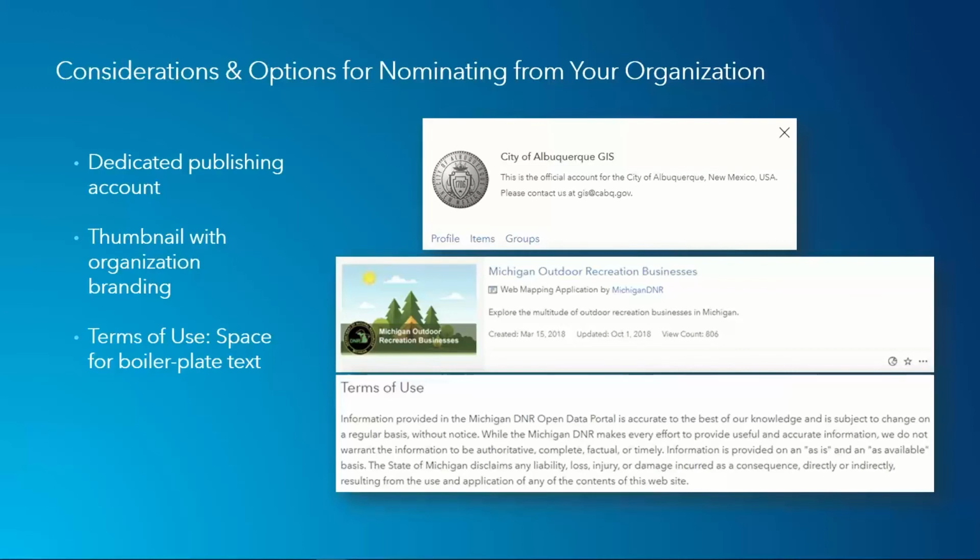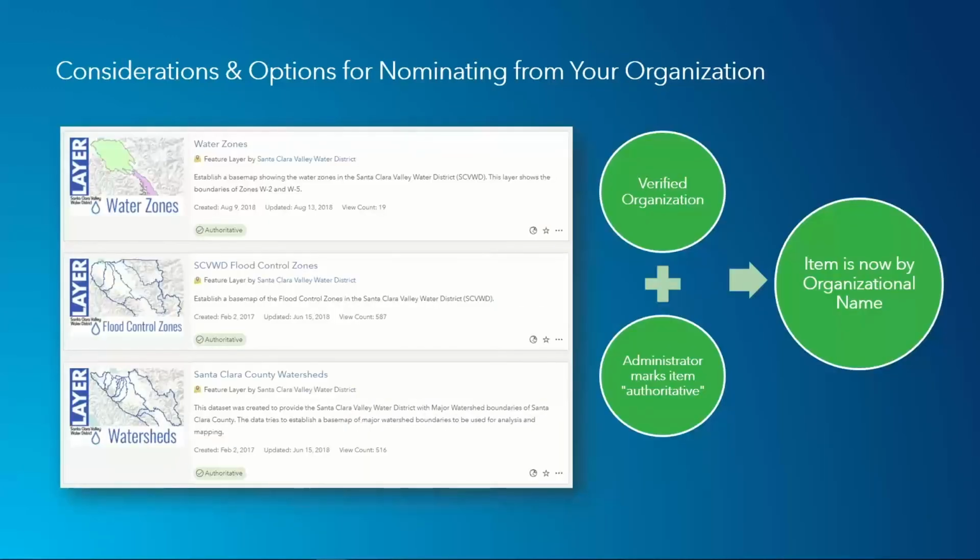One other thing that you might consider is becoming a verified organization. This is a process that your administrator in your org would do that notifies Esri that you want to be verified. We go through that verification process. Once we verify that your organization is who you say it is, we make a change on the back end that allows your administrator to mark content as authoritative. So that's where that authoritative flag that we've seen under some of these items comes from. So once you're a verified organization, you can mark things as authoritative.